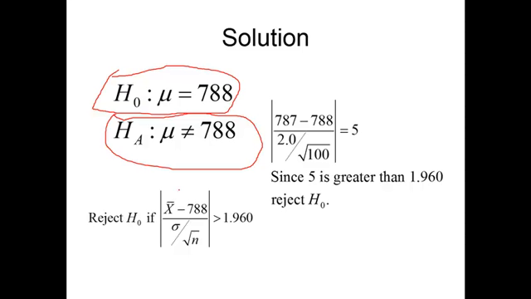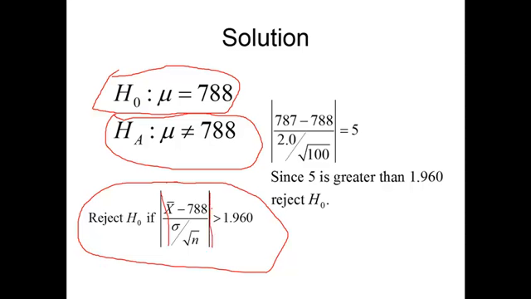Reject H naught if the absolute value of x bar minus 788 over sigma over the square root of n, this test statistic, is bigger than the critical value. Even if you take this and get a negative number, the absolute value sign is going to make it positive. We run the numbers on this, and we get 5, and yeah, 5 is greater than 1.960, and so we do reject. If it had been 1.2, nah, we're not worried about this.